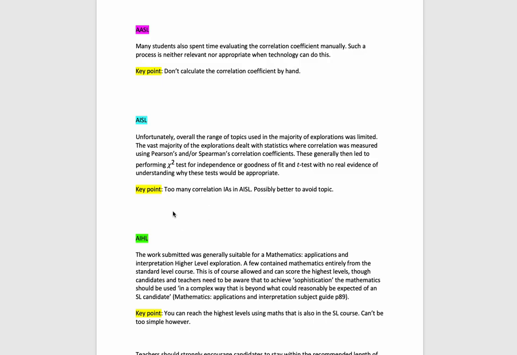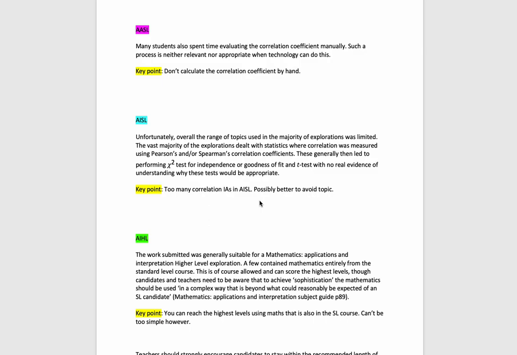In AISL, there's too many IAs. This is very specific to AISL, although again, I've seen it in other topics as well, or in other courses, but there are too many correlation IAs. I marked in the last session both AISL and AAHL, and in AISL, approximately 90% were correlation.